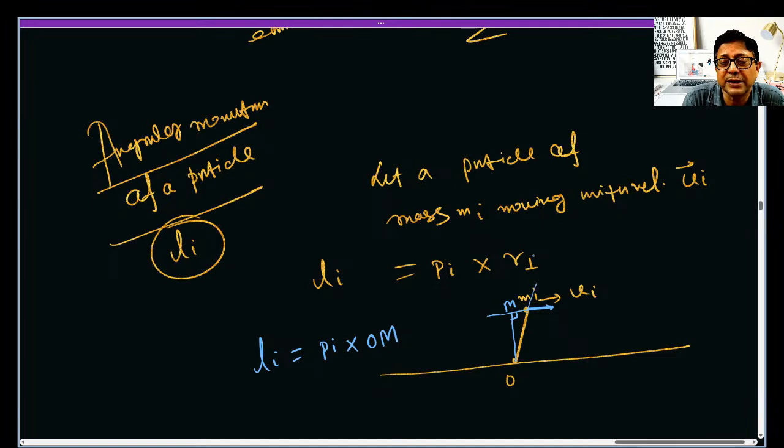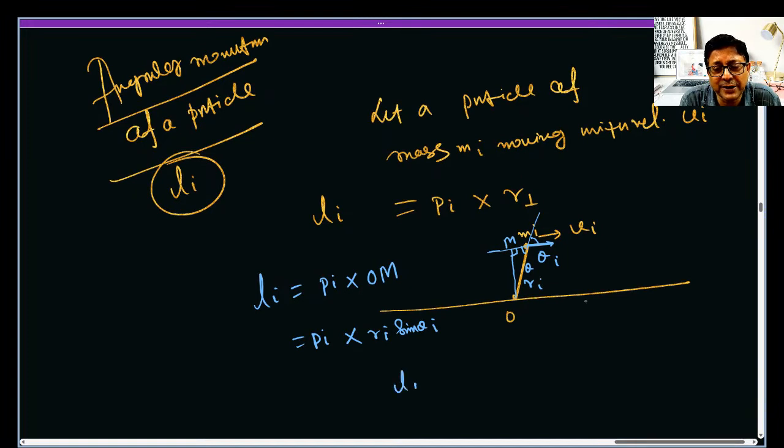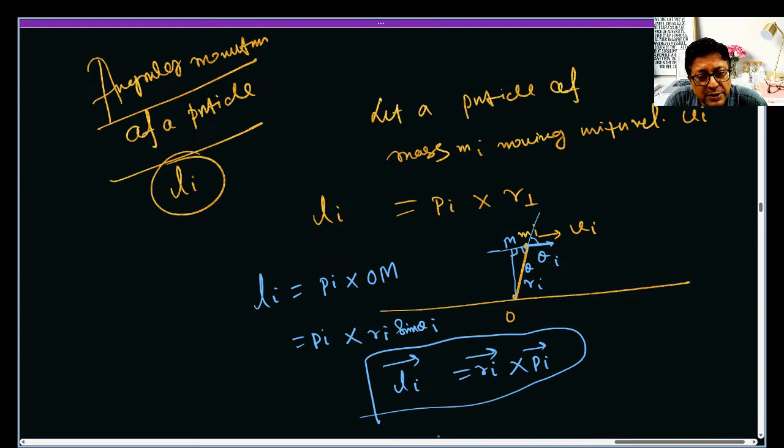If the radius vector is directed this way and the angle between these two directions is theta, this is also theta, then it is Pi into Ri sin theta. You can take sin theta i also, all for the ith particle. And if we use vectors, Li vector will be Ri cross Pi. This is also a vector quantity. Clear? This is for a single particle.